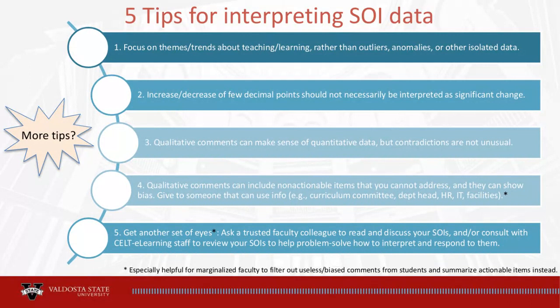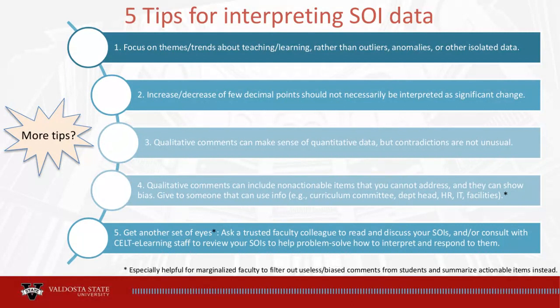Third, qualitative comments. Those of you who are mixed method folks know this, but qualitative comments can help us make sense of quantitative data. But contradictions are not unusual, nor are they always bad. So when you're trying to make sense of your SOI data, yes, compare the ratings to the comments, but recognize that even in the research on student evaluations, it says those are often contradictory.